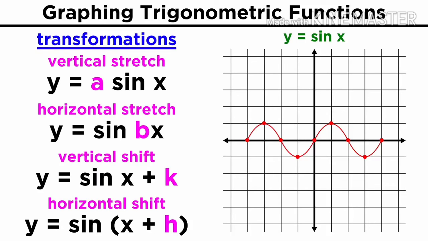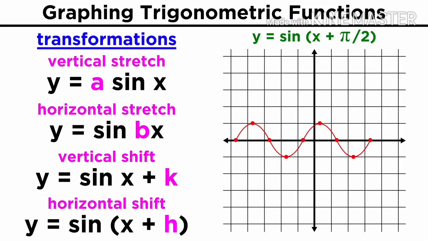Lastly, we can have vertical or horizontal shifts. If we have a term that is being added to the function, that's a vertical shift, just like we saw with parabolas. Y equals sine x plus 1 will just shift everything up 1. If instead we have some number inside the function, like y equals sine of the quantity x plus half pi, this whole thing will shift half pi to the left.